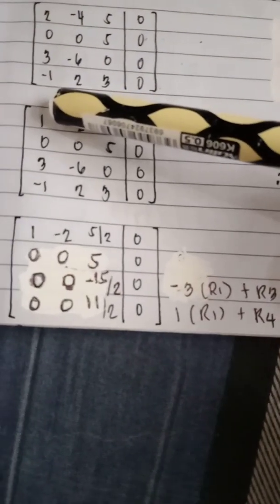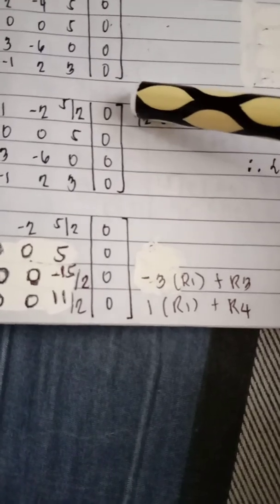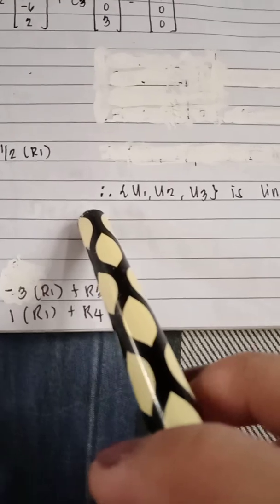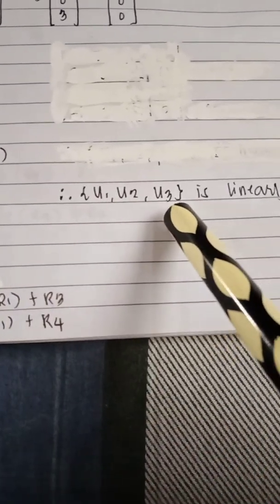So row 4: 1 times 1 plus negative 1 is equal to 0. 1 times negative 2 plus 2 is equal to 0. 1 times 5 over 2 plus 3 is equal to 11 over 2. And 1 times 0 plus 0 is equal to 0. So therefore, the set u sub 1, u sub 2, and u sub 3 is linearly dependent.